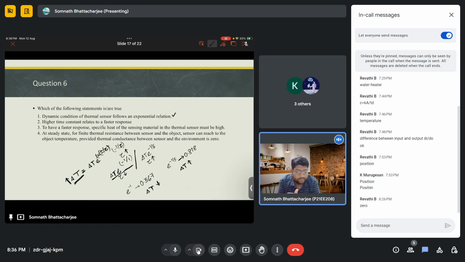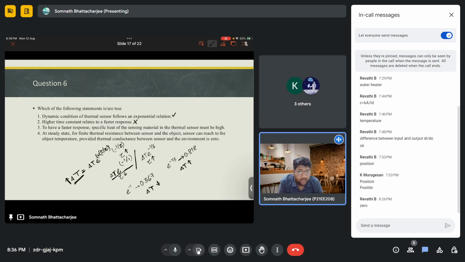It shouldn't, actually. It doesn't always follow that if you have a higher time constant the response will be faster. It is not like that. The next one is, to have a faster response, the specific heat of the sensing material in the thermal sensor must be high.